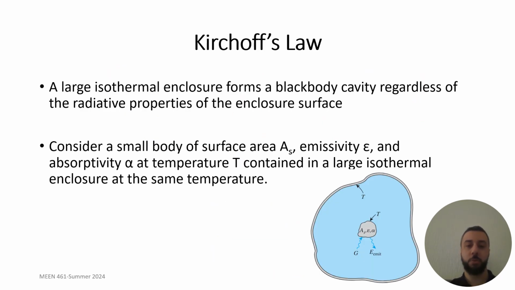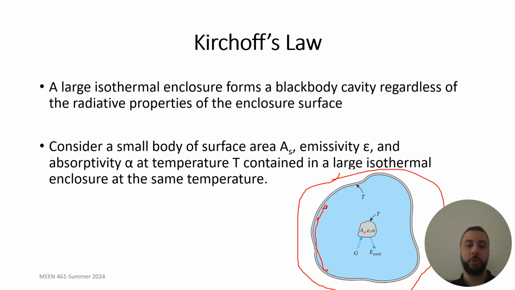One thing that we want to make use of is a simplification called Kirchhoff's law. A large isothermal enclosure forms a blackbody cavity regardless of the radiative properties of the enclosure surface. So if we have a large enclosure which is isothermal, it doesn't matter what the radiative properties of the surface are, it still forms a black body. So if you have a large isothermal enclosure, it's a black body.